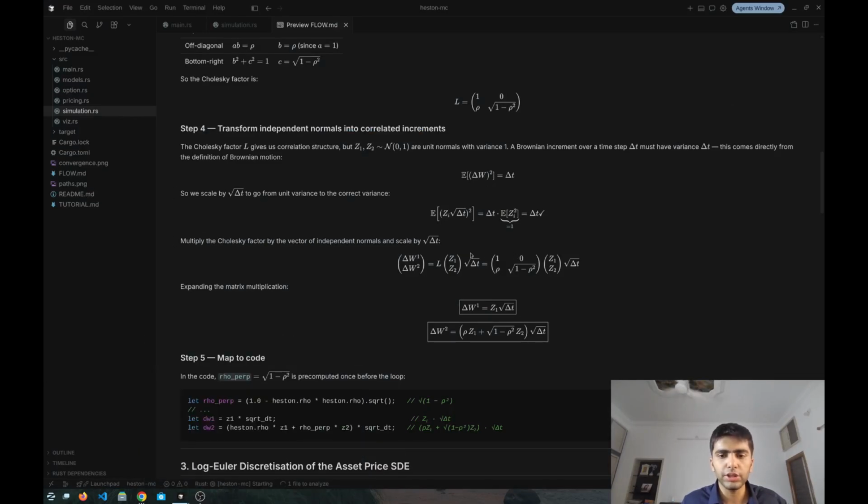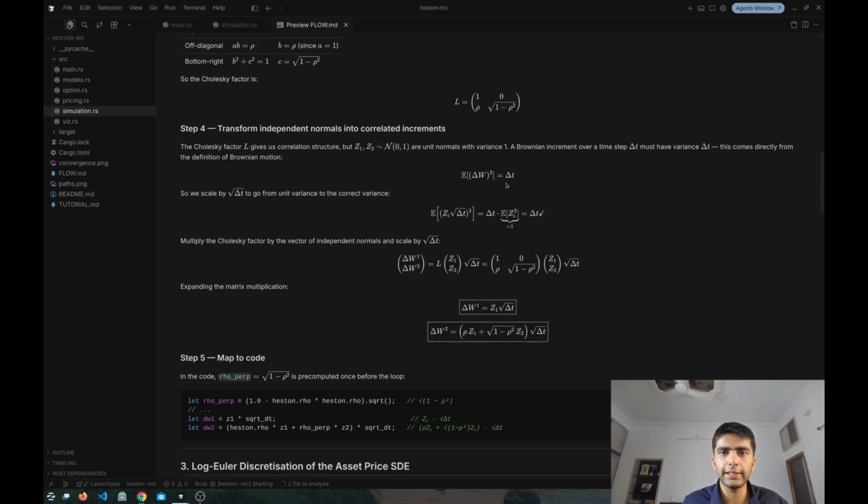Also, I forgot to mention, we multiply here by the square root of delta t because earlier we were dealing with a normal distribution where variance is 1, but in Brownian motion, if the Brownian increment is delta t, then the variance must be equal to delta t itself.